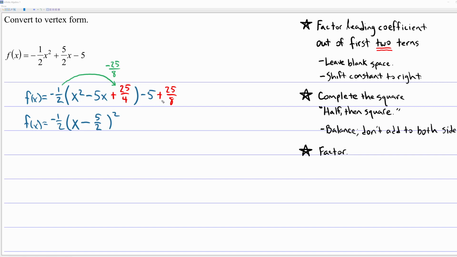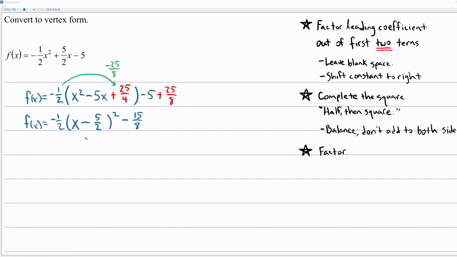So now we need a common denominator, which would be 8. So 5 is, I guess it would be 40/8. So -40/8 plus 25/8. That would be -15/8. Get some scratch paper for dealing with the fractions if you're not all that comfortable adding and subtracting fractions. But this is vertex form.